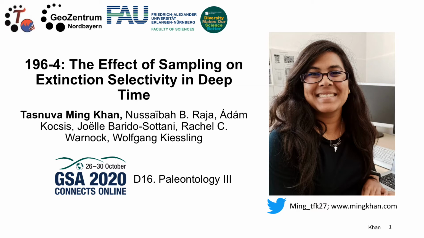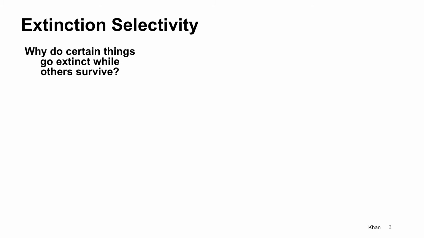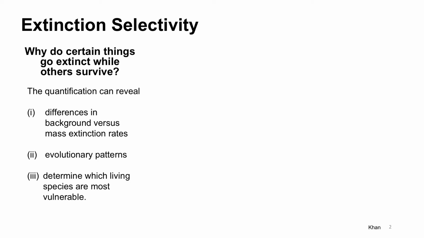these uncertainties. Extinction selectivity studies seek to understand why, in the light of crisis, certain taxa go extinct while others survive. The quantification can help us understand diversity metrics during background and mass extinction intervals and predict which taxa are most at risk today.